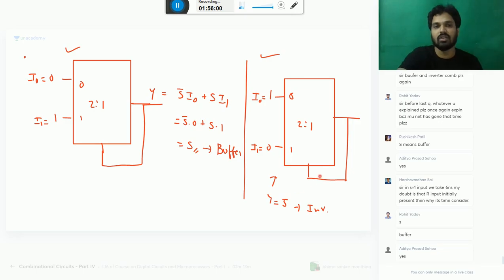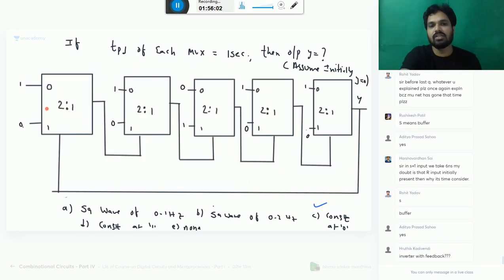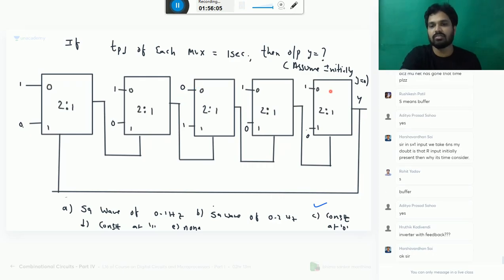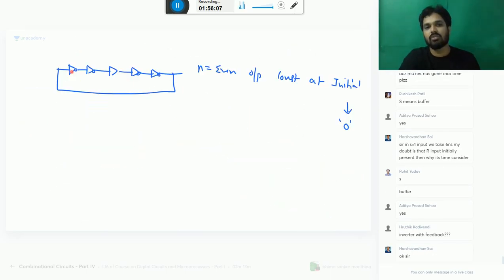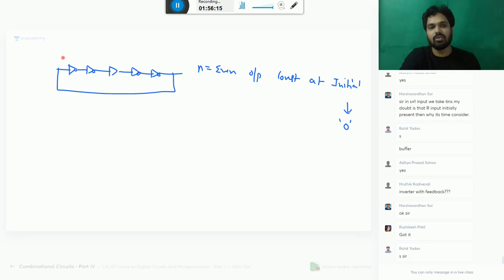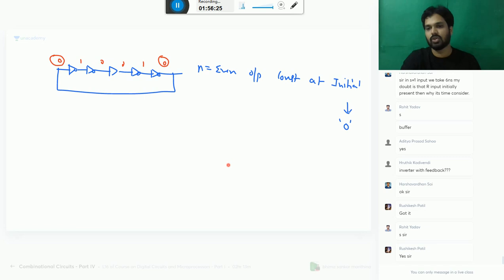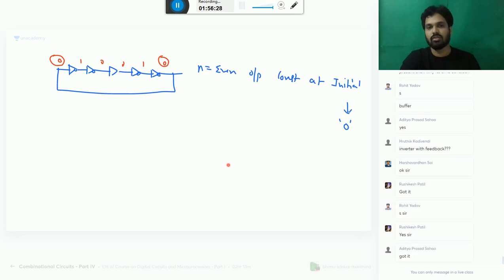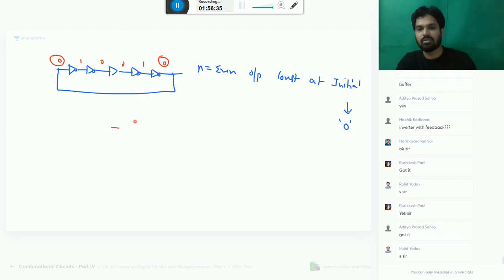Now the question is simple. This is an inverter, this is an inverter, this is a buffer, this is an inverter, this is an inverter. So two inverters, one buffer, two inverters. Four inverters. So you start with 0, it will come 1, 0, again 0, 1, 0. Wherever you started, it ended the same. Got it? So if there is one inverter and four buffers, it does reverse. That's all. So Harsha, what is your doubt?